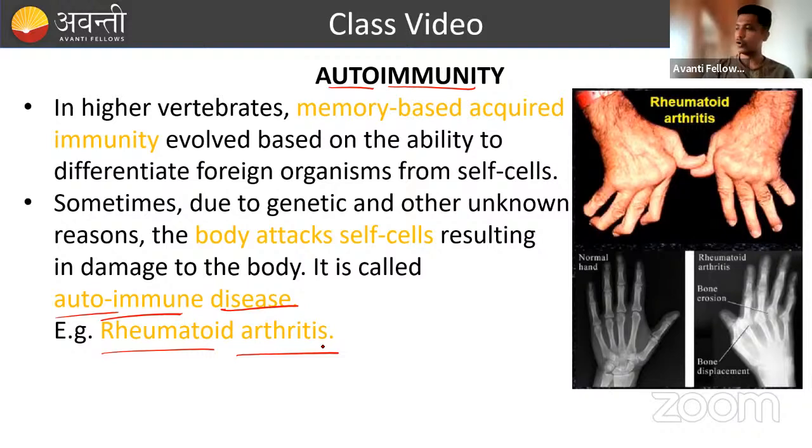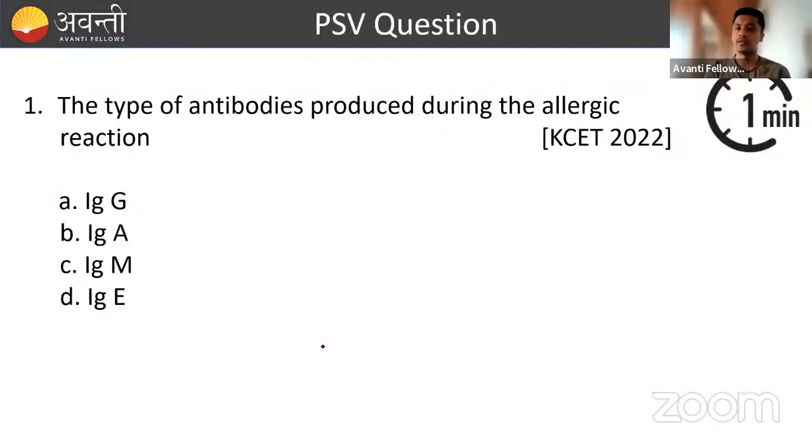Now you have the question. Now it's time for the quiz round. So you have the first question. The type of antibodies produced during the allergic reaction. It is a very simple question we discussed right now. Let us see how many of you answer.